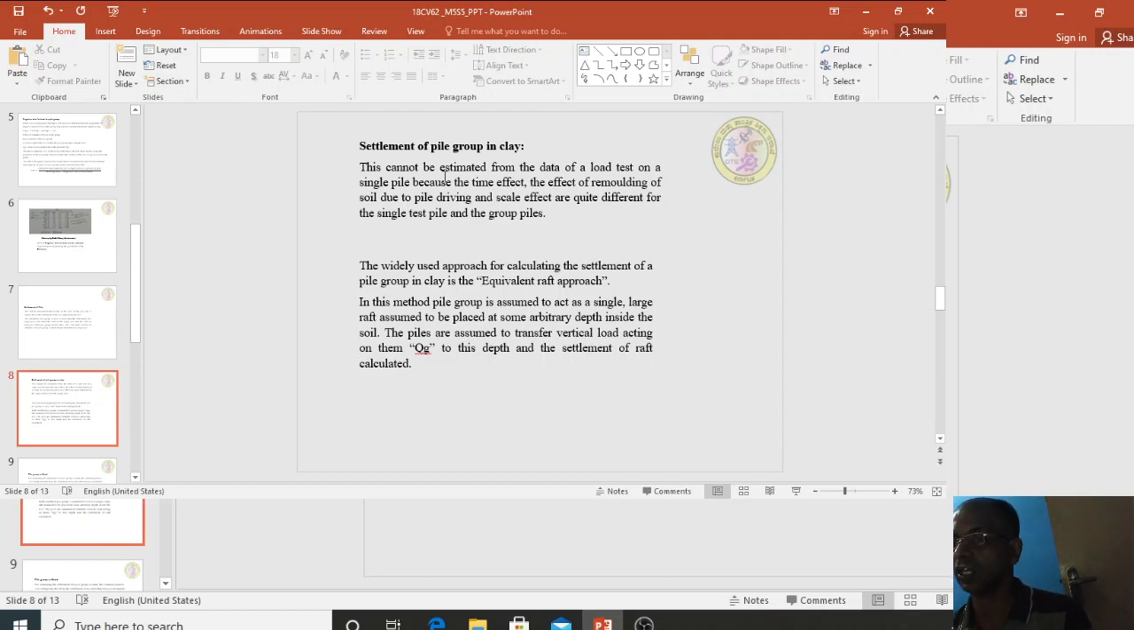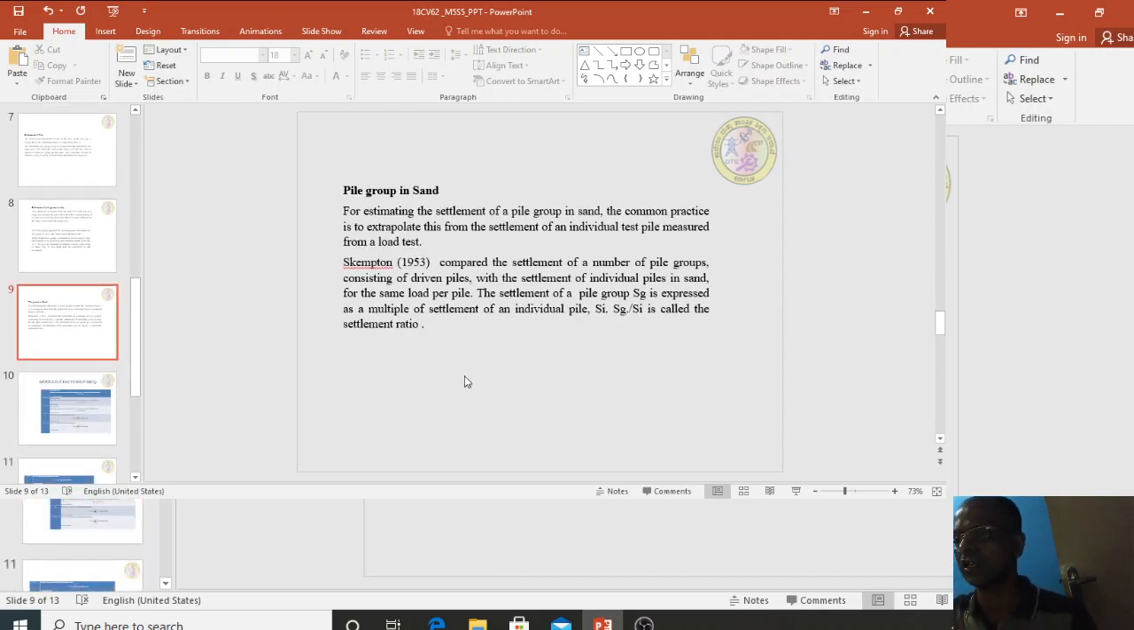The widely used approach for calculating the settlement of a pile group in clay is the equivalent raft approach. In this method, the pile group is assumed to act as a single large raft placed at some arbitrary depth inside the soil. The piles are assumed to transfer the vertical loads acting on them, QG, to this depth, and the settlement of the raft is calculated.